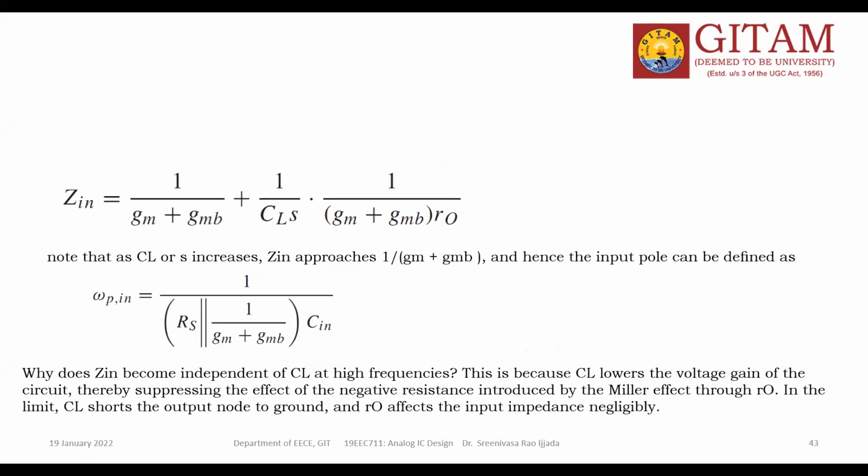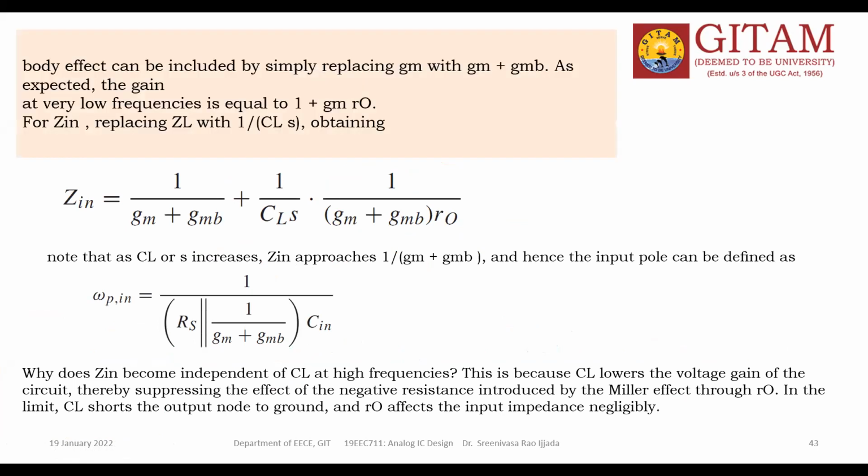So now here, what is the Z in? Body effect can be included by simply replacing gm with gm plus gmb. So wherever gm is there, that must be replaced with gm plus gmb. Then we can include the body effect also. As expected, the gain at low frequency is equal to 1 plus gm R naught. For Z in input impedance, replacing ZL with 1 by CLS.